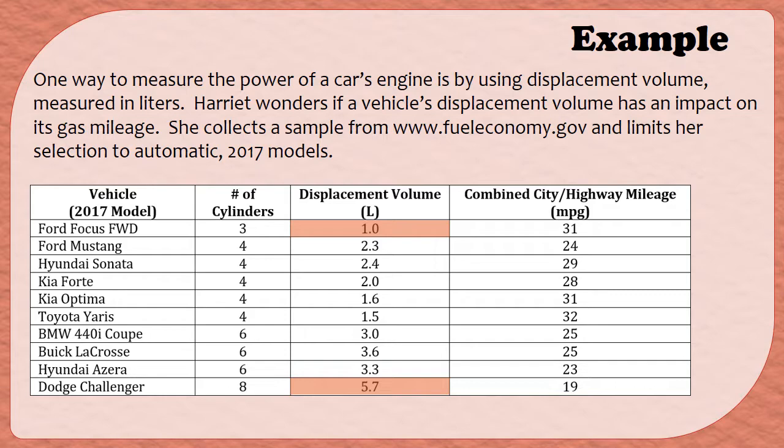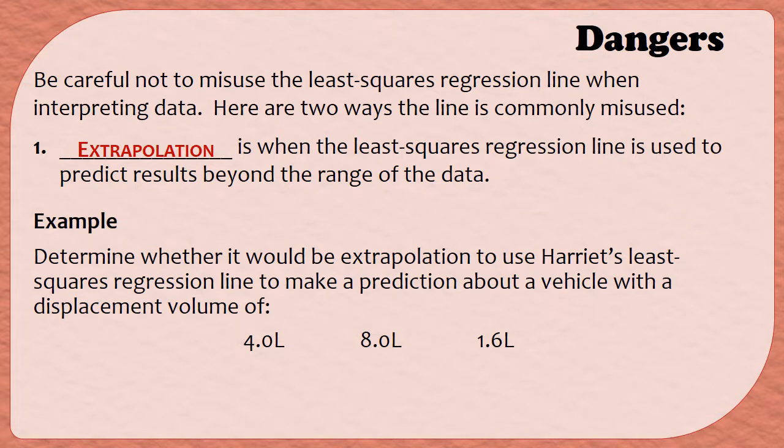So let's go back and look at what our options were. So our three options were 4 liters, 8 liters, and 1.6 liters. So the two options on the end, the 4 liters and the 1.6 liters, would be appropriate for us to make predictions about because those fall within that 1 to 5.7 liter range. The 8 liter value would probably be extrapolation because it's more distant from our range of values, so it would not be appropriate to make a prediction for 8 liters.